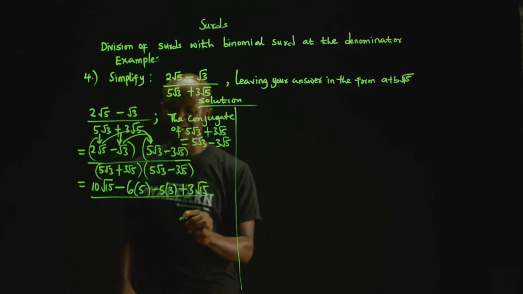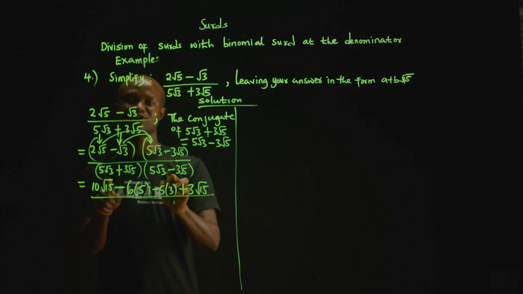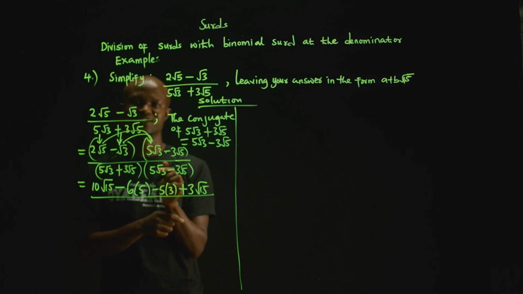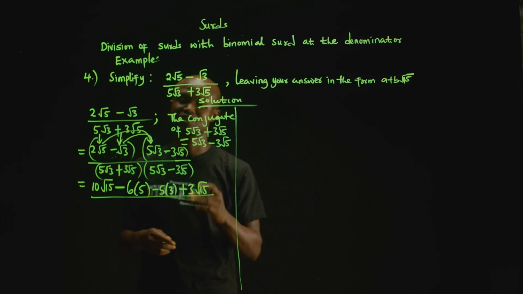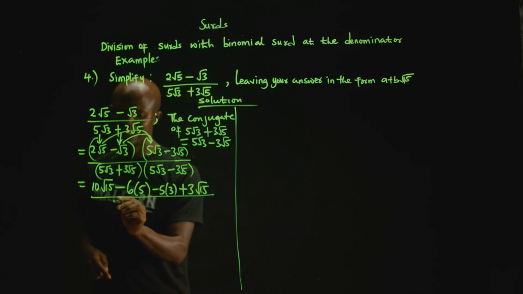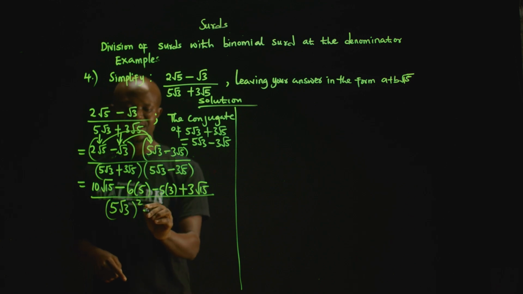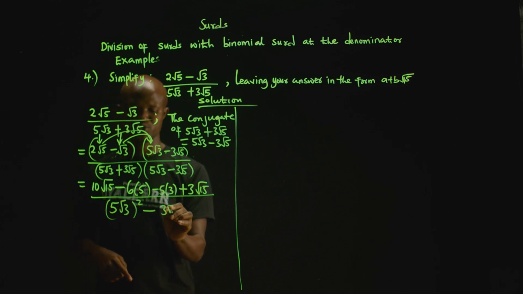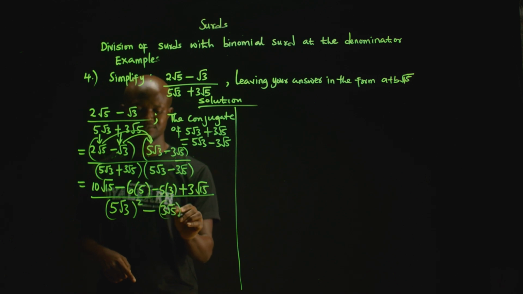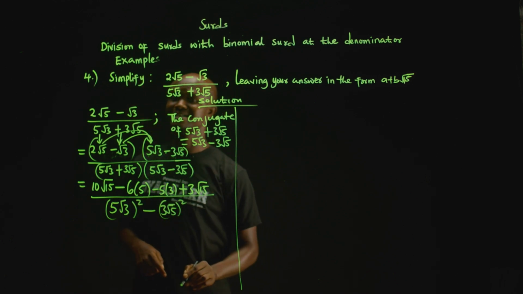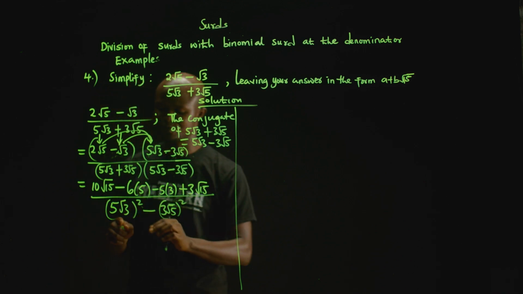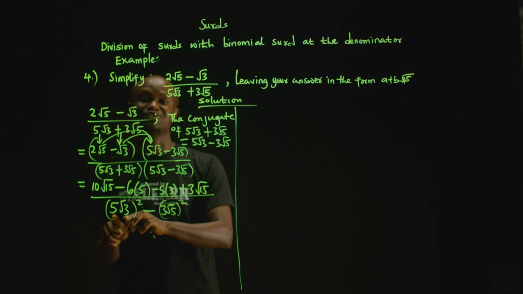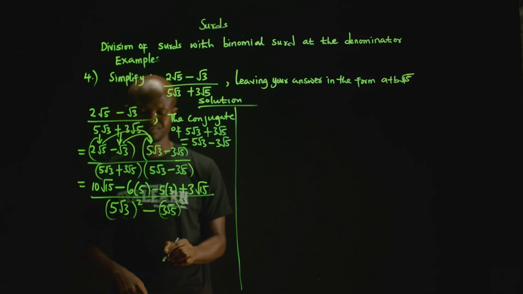All divided by, this is a conjugate of this. This one is also a conjugate of this. Hence, we apply the principle of difference of two squares. That will be (5 root 3) squared minus (3 root 5) squared. In this case, we fit each expression inside the bracket. Take note of that.